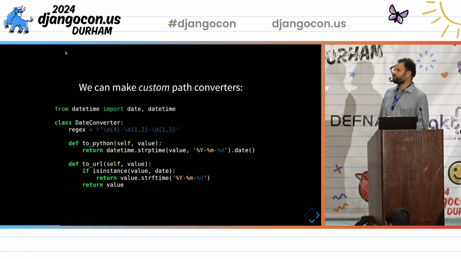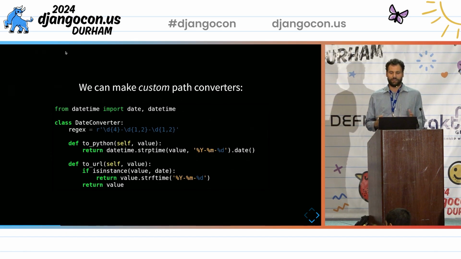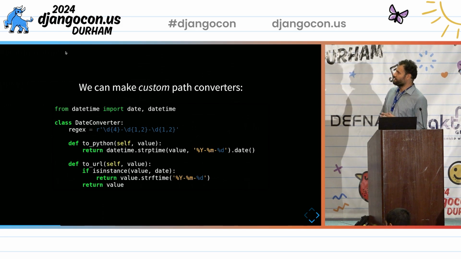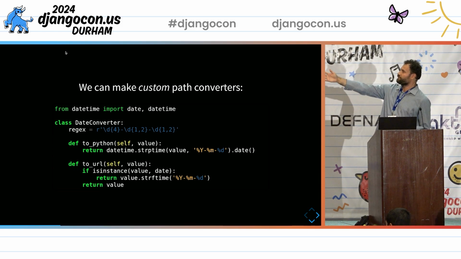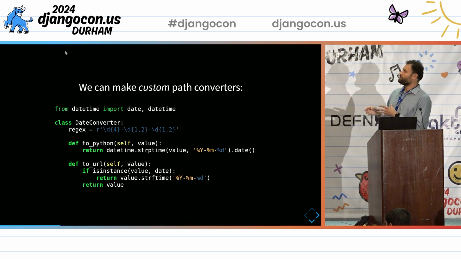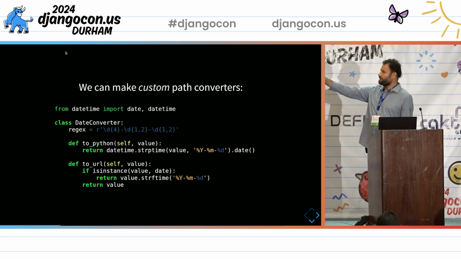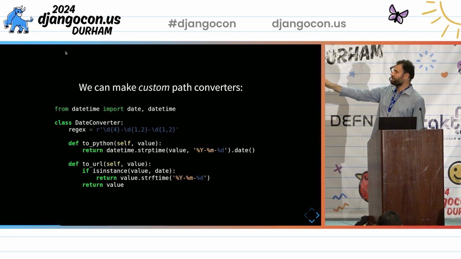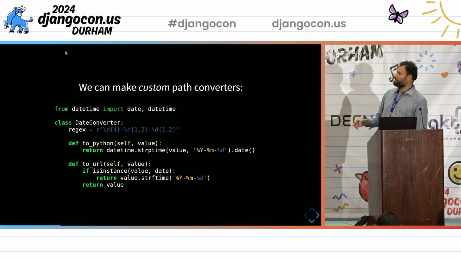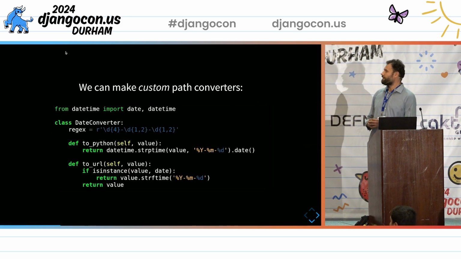Now, str is, of course, not very advanced, you would say. It's actually quite simple, but the nice thing is you can make custom pod converters. For example, I can here define a date converter with a regex that has 4 digits, a hyphen, 1 or 2 digits, a hyphen, and finally 1 or 2 digits. And the toPython function then parses the date string, and it uses, in this case, the parsing module of the datetime package for that. And the toURL does the opposite.